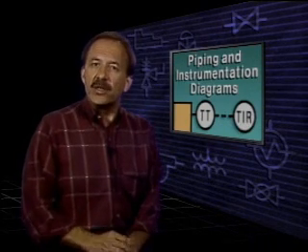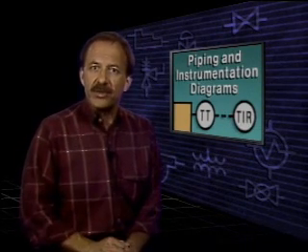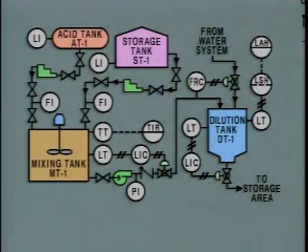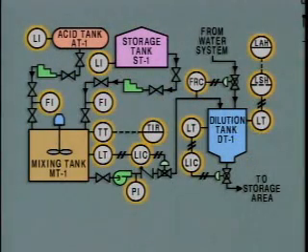In this part, we'll concentrate on instrument symbols used on P&IDs. Here's an example of a P&ID. These symbols represent the instruments in the system and indicate their locations. A circle containing letters is widely used as the symbol that represents an instrument on a P&ID. The letters designate the type of instrument and its function.